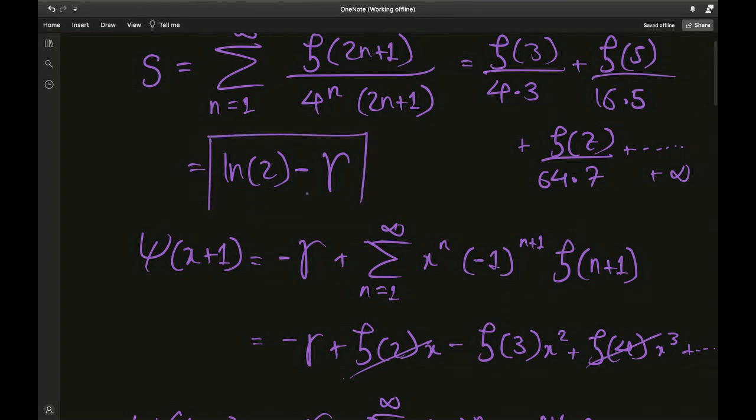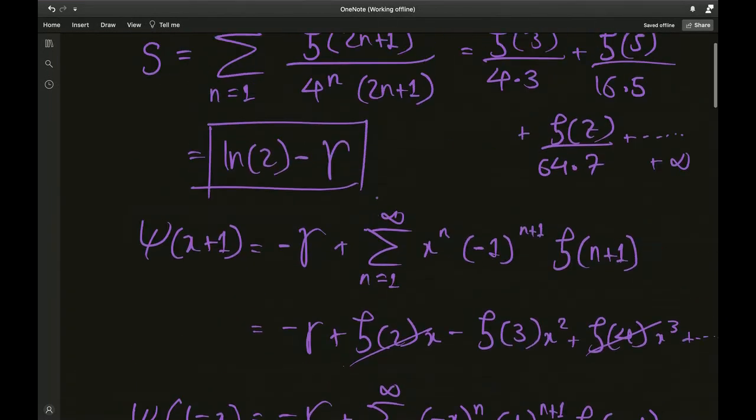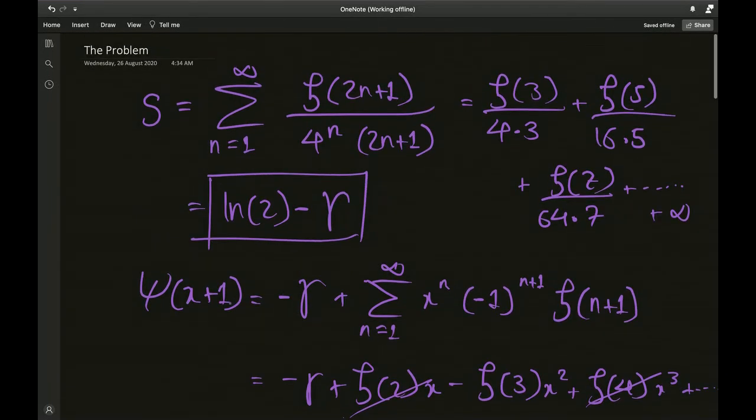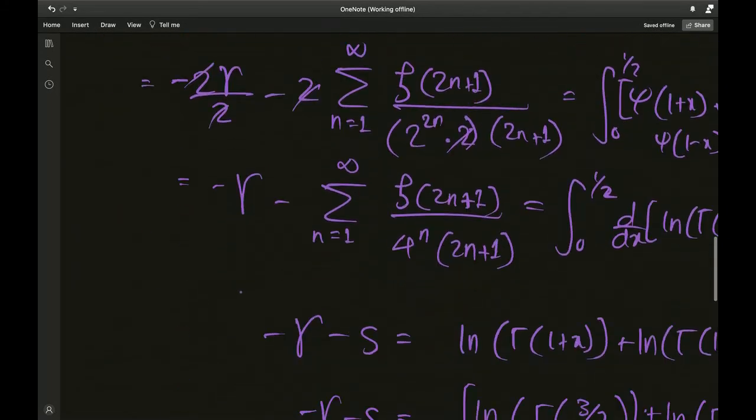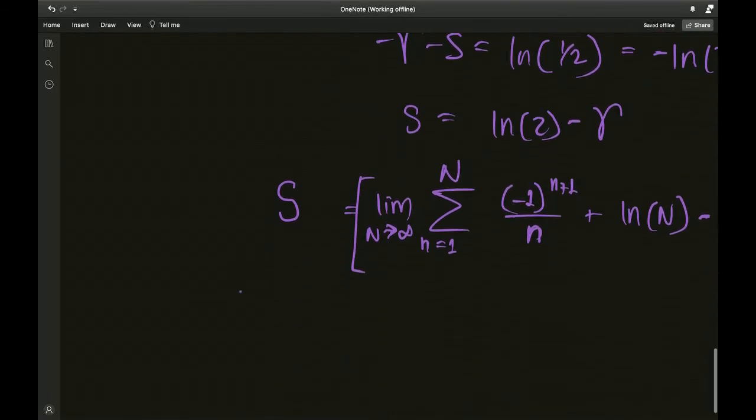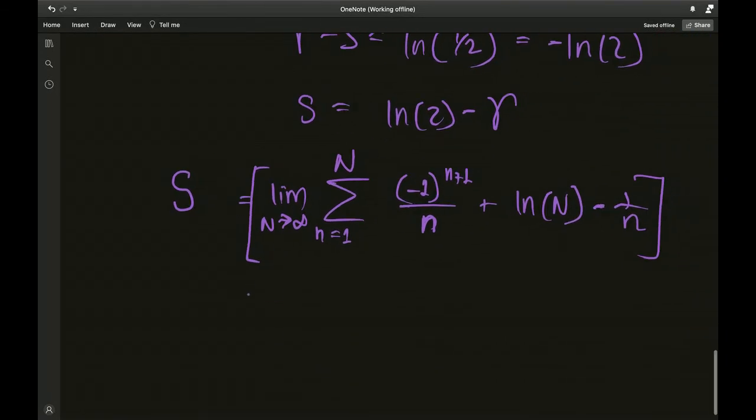Isn't that a really nice result? I mean, the Euler-Mascheroni constant just comes up again by virtue of this digamma over here. And I'm really glad that I proved this. Otherwise, you guys would have just been like, what the hell is going on?